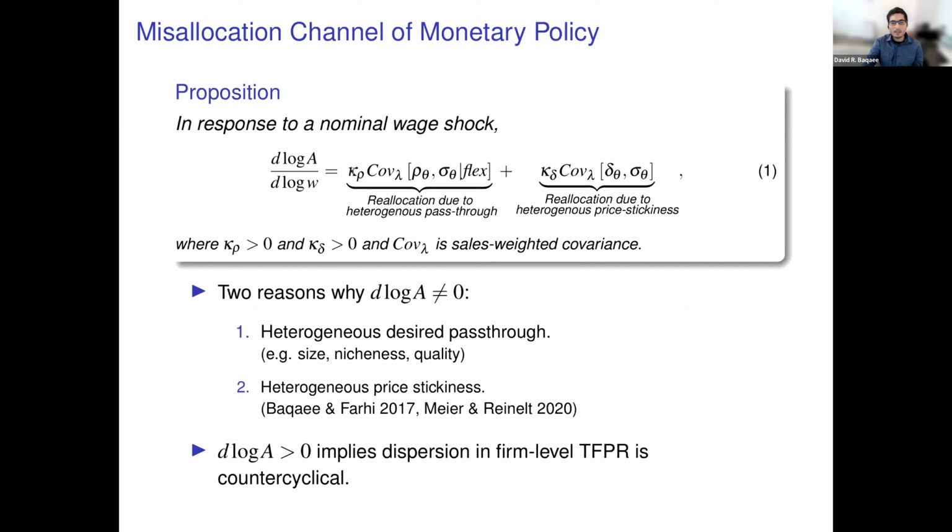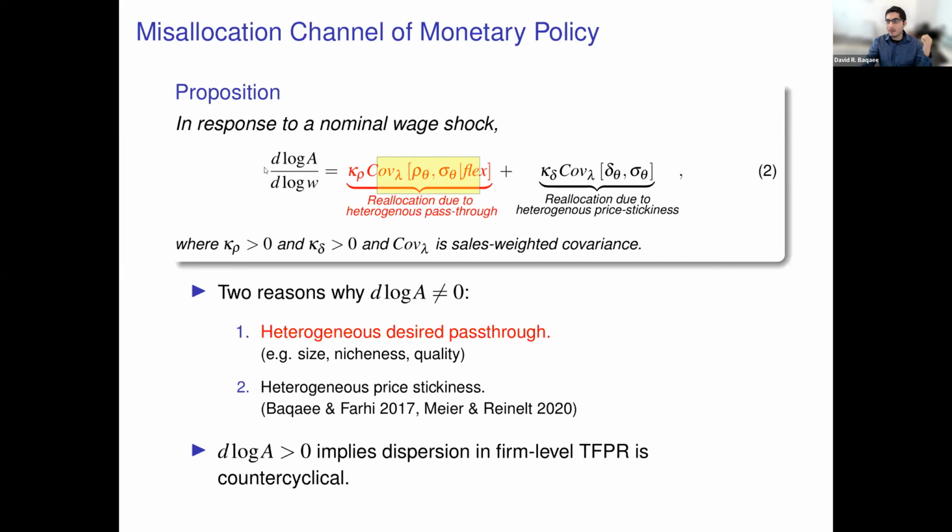So it has two components, and I'm going to talk through them one by one. The first thing I want you to notice is there are two constants here, which are both just positive, so you can forget about them. Whether this is positive, 0, or negative depends on these covariances. So what are these covariances? The first covariance is the covariance between pass-throughs and price elasticities among the flexible firms. So suppose the firms that have very elastic demand curves, the very elastic, low markup guys, are the ones who also have high pass-throughs. In that case, this covariance is positive.